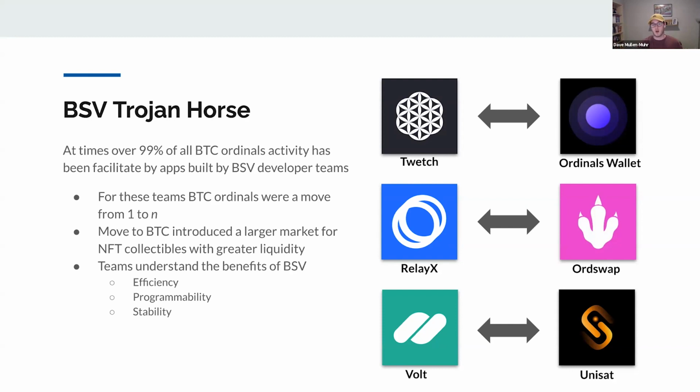But all these teams understand the benefits of BSV. So while they're having success on BTC, they're lacking the efficiency of BSV, which would make their businesses much more profitable. They lack the programmability and flexibility of the protocol. So they can do some things on BTC, but they know they can do a lot more on BSV. And then stability, which is really key.